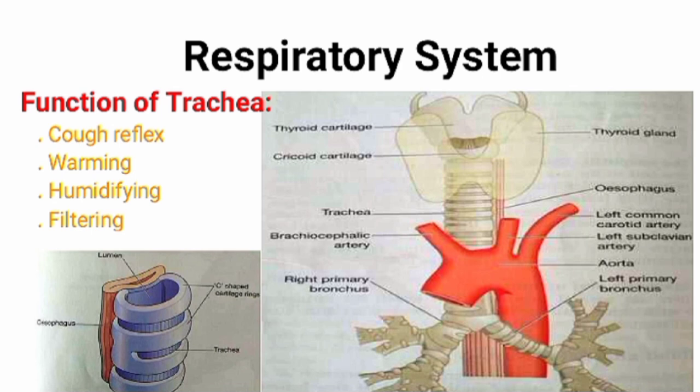If we talk about the structure, it is composed of three layers of tissue: fibrous and elastic tissue, smooth muscle, and ciliated columnar epithelium, and it is held open by between 16 and 20 incomplete C-shaped cartilage rings. Functions are many, like support and patency, cough reflex, warming, humidifying, and filtering.